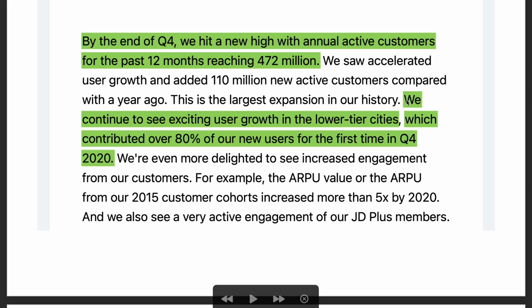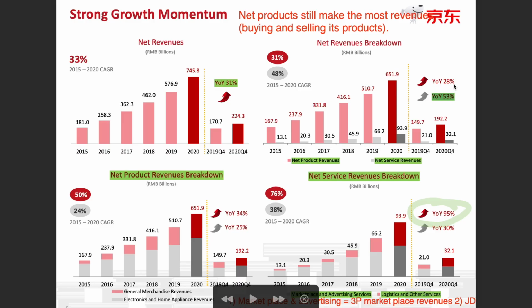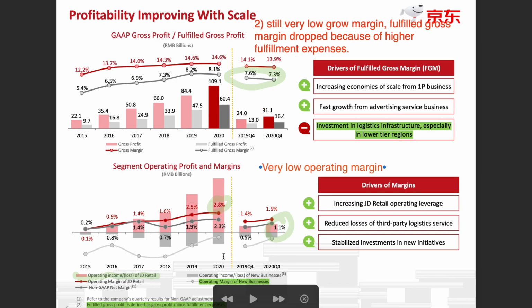JD's management said this: we continue to see exciting user growth in the lower tier cities, which contributed over 80% of our new users for the first time in Q4 2020. Right now, lower tier cities have the highest user growth opportunities in China. JD's net product revenues grew 28% year over year in Q4 2020. JD's net service revenues grew 53% year over year in Q4 2020. JD's operating margin remains very low at 1.5% in Q4 2020.